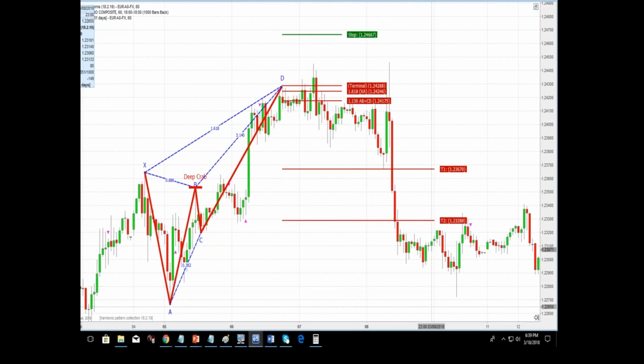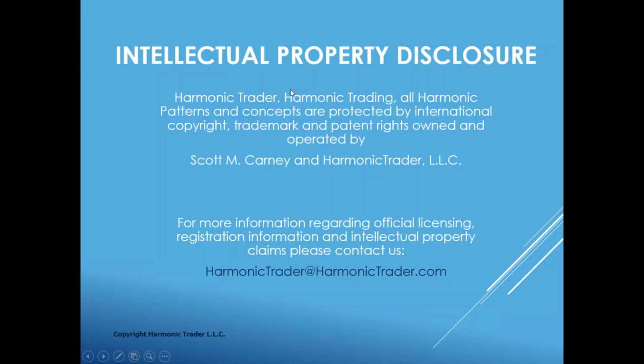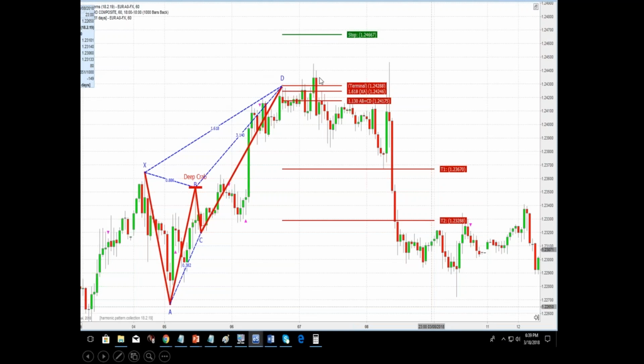But again, another really nice 1618 deep crab pattern. Some of you know this is the variation of the basic structure. The difference is the 886 at the B point, still utilizing that 1618. But again, not even coming anywhere close to the 1902, which tells us this pattern's really strong at the 1618. And that gives us our really defined area.